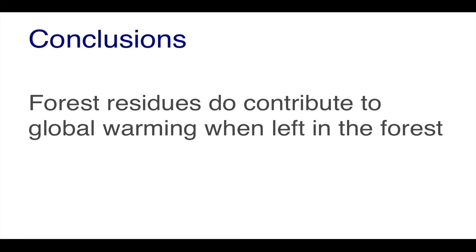So here are some conclusions. Our forest residues do contribute to global warming when left in the forest. This is what we found. The fast emissions from the residues and the slow initial sequestration from the Norway spruce stands regrowing actually create a temporary global warming impact. And when integrated over time, this warming effect will last over the 500-year time horizon.